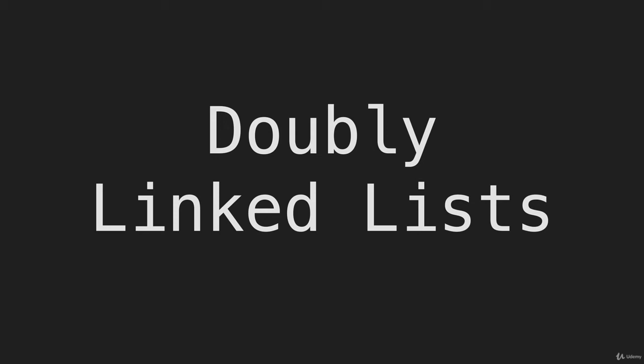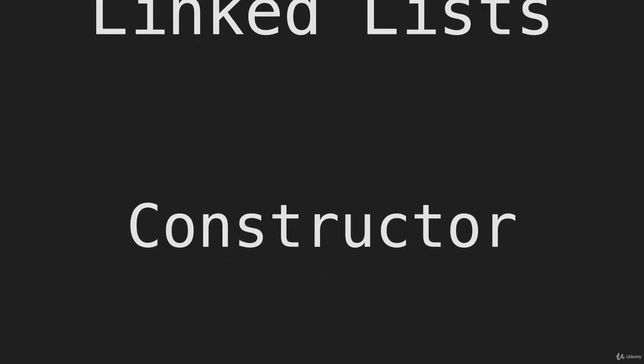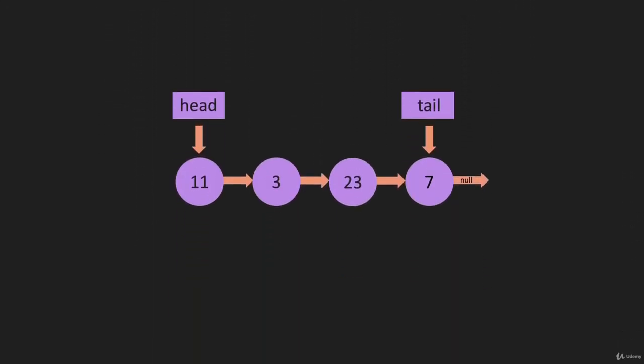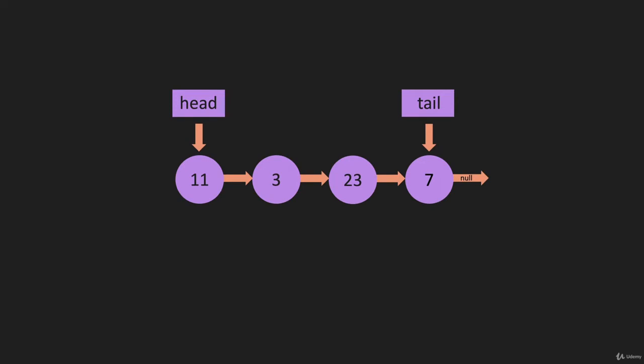Welcome to doubly linked lists. So I'm going to just jump right into creating a constructor for this. And I'm going to start out by comparing this to a singly linked list. It is just like this, except we have an arrow that goes the other way.